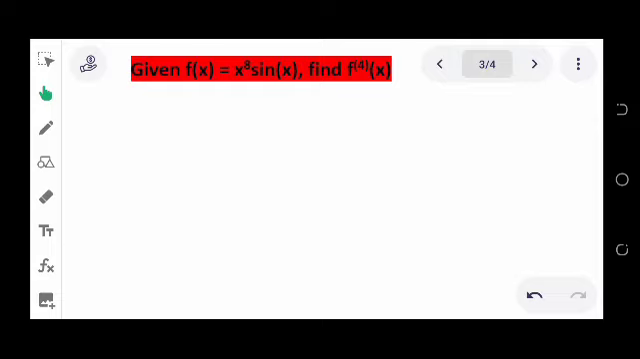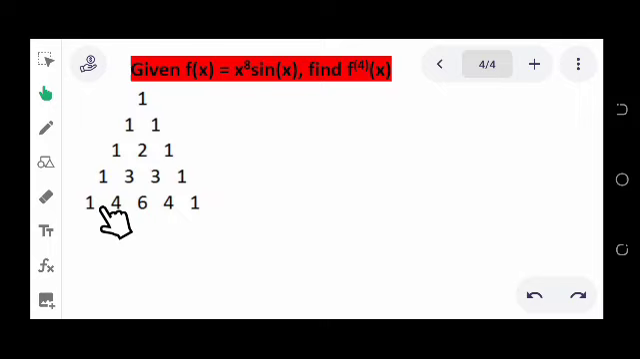Next, we have the function f of x equals x to the 8 sine x. We're going to find the fourth derivative of f of x. So we use the Pascal's triangle again, but this time we extend up to the fifth row because the fifth row contains the necessary coefficients that we need, because again this is for zero, first derivative, second derivative, third derivative, and finally that's the fourth derivative.